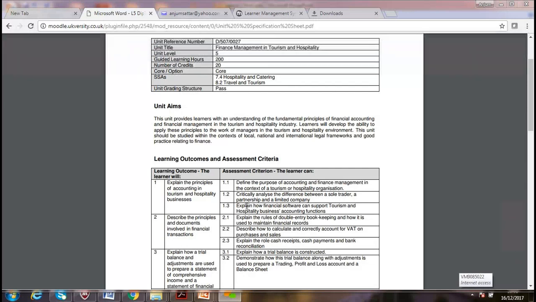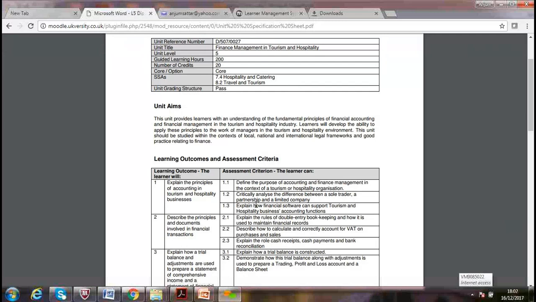We'll discuss today different software that we can use within the hospitality industry for accounting purposes, and how we can use them effectively to run our business within the hospitality and tourism industry. So we'll cover that now.